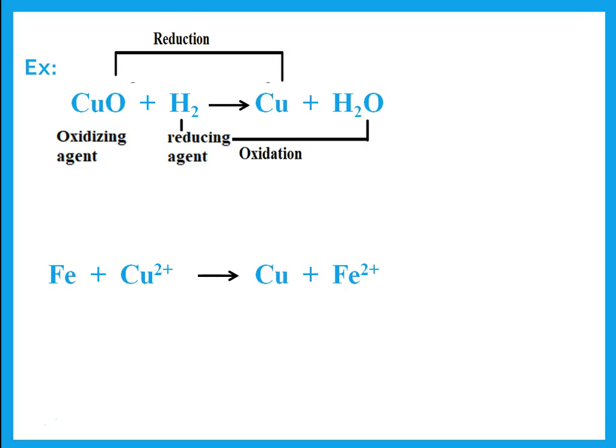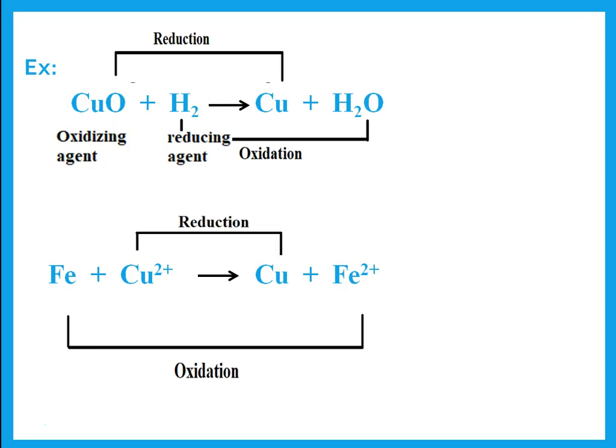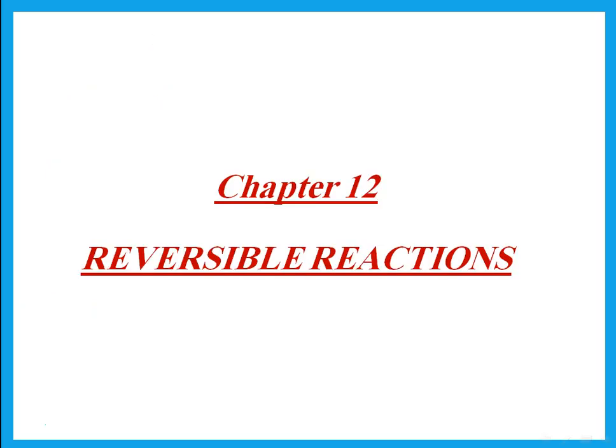In the second equation, remember we said that from Fe to Fe2+, that is oxidation. That means the iron has been oxidized, so the iron is the reducing agent. The Cu2+ has been reduced, so the Cu2+ is the oxidizing agent. Okay, so that is with respect to types of reactions involving oxidation and reduction.